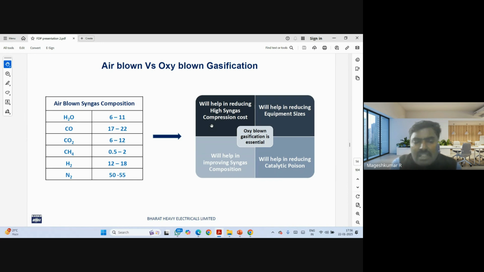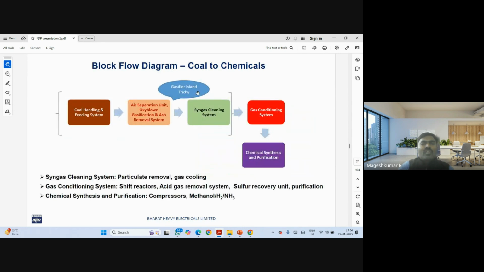So what is the proportion of air blown with respect to the various gas production? See, based on what end product is required, we have to alter the input parameters. Based on that, the ratio would be altered, which is notified here. This is how coal to chemical works in short.